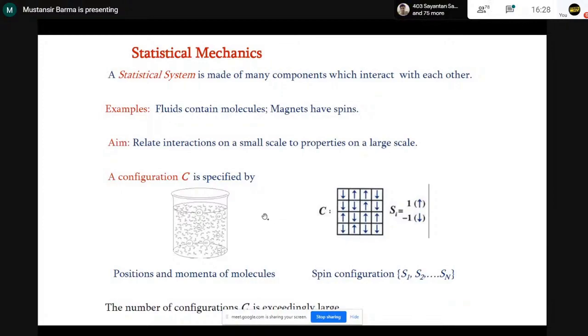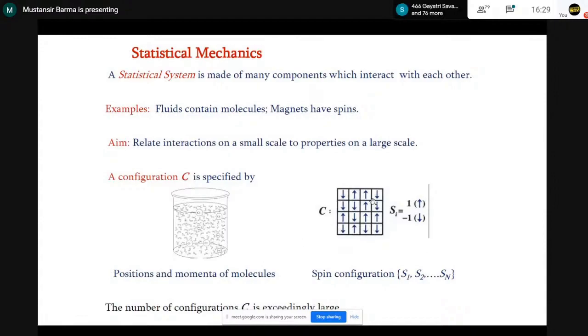So how do we do that? Well, we have configurations. And the configuration is a very detailed enumeration of positions and momenta of all the molecules in the system. So it's a huge file if you're thinking of storing this information.